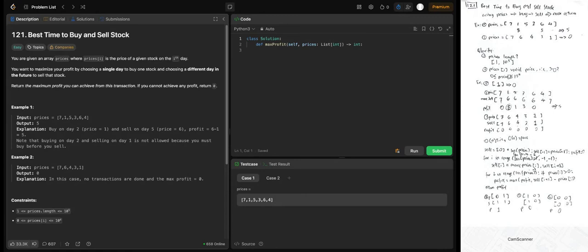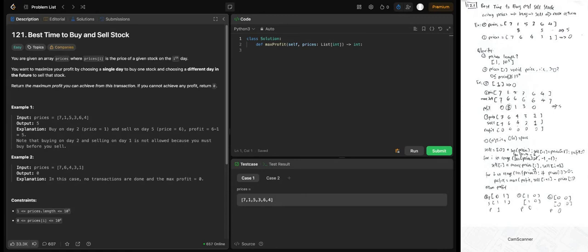Okay, so if I buy at the second day, which is 1, and then I can sell at 6, so maximum profit is now 5. For the third day, 5, sell at 6, and so on and so on.